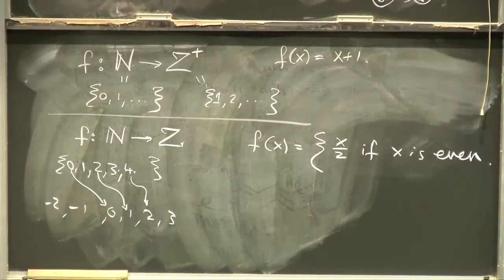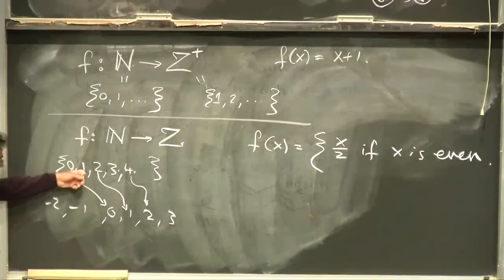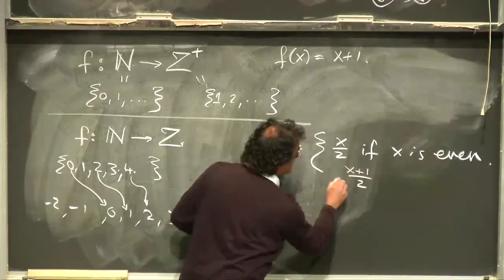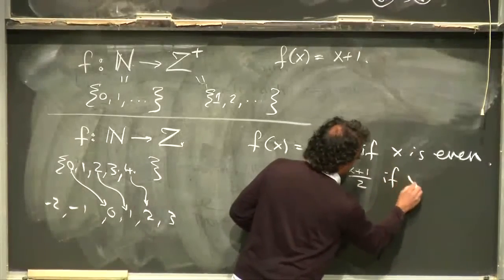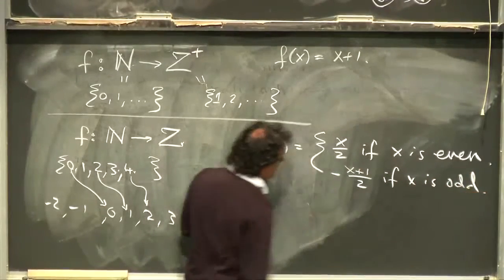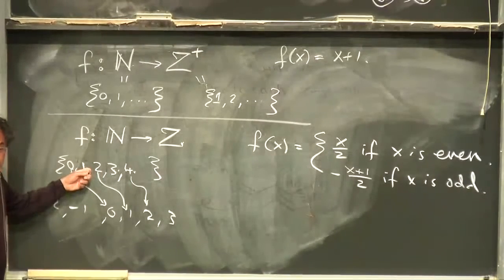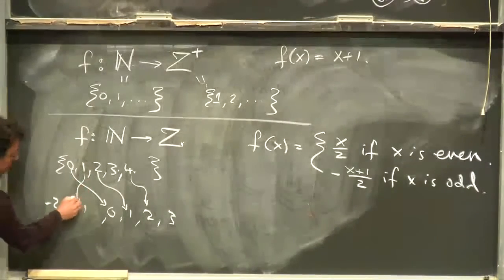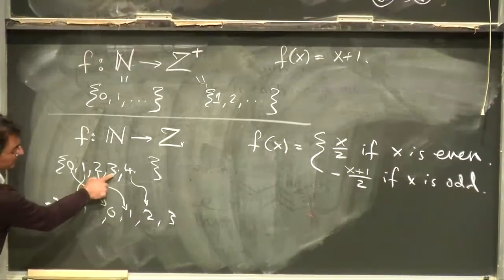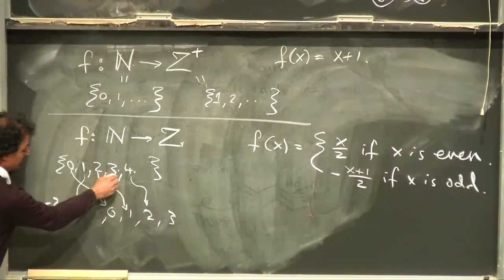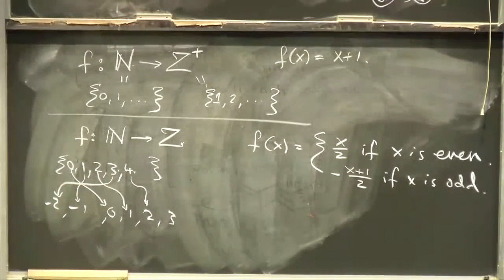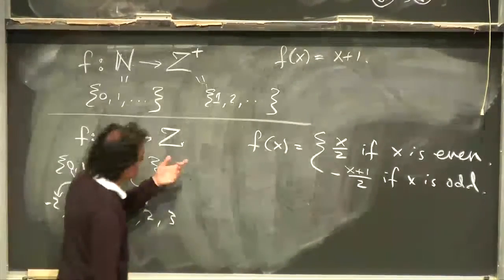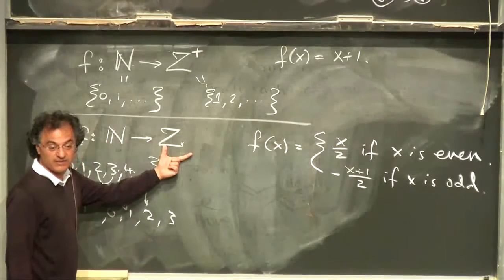So how do we do that? Well, what we could do is, if x is odd, we could map it to minus of (x plus 1) over 2. And now you can see if x is 1, x plus 1 over 2 is 2 over 2, which is 1. And then if you take minus of that, it goes to minus 1. Right? If x is 3, 3 plus 1 over 2 is 2. And then you take negative of that, we go to minus 2. Right? And so you can see it's a bijection. It maps the natural numbers to the integers.